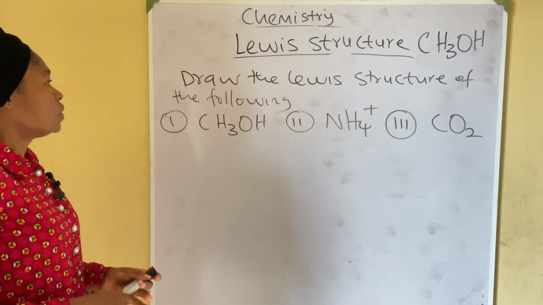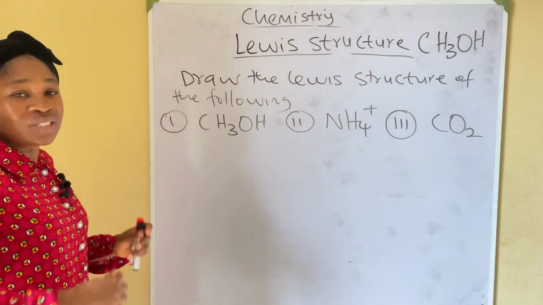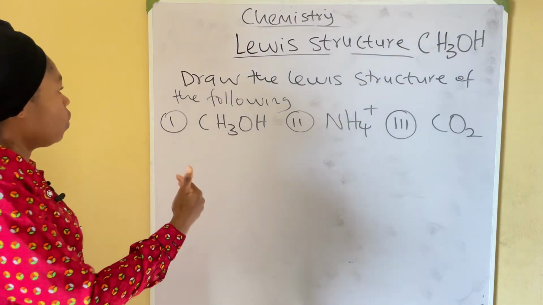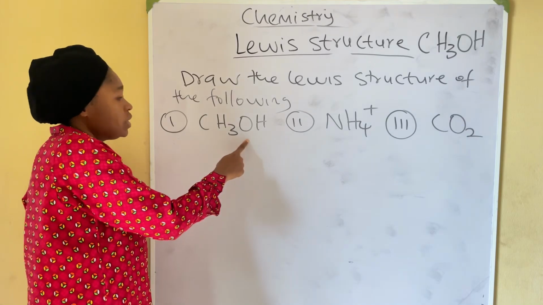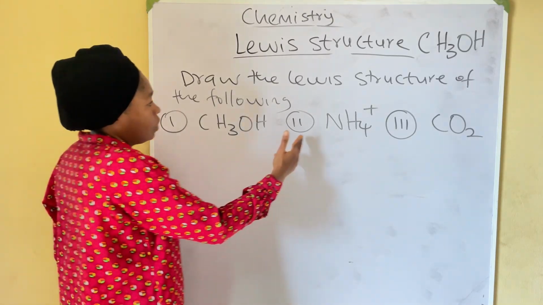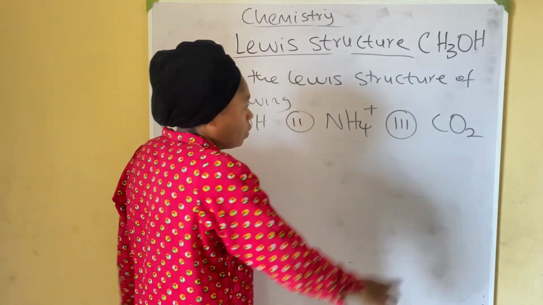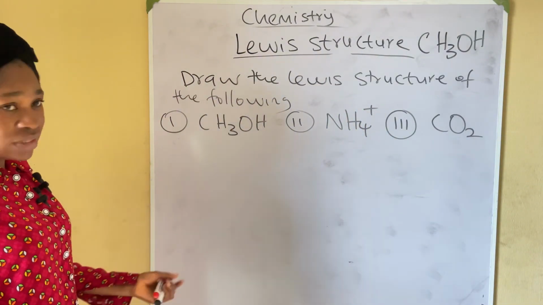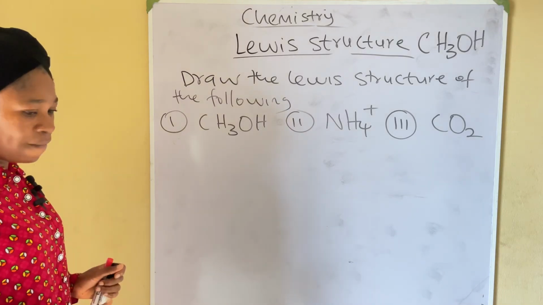Okay, let's apply those guidelines. Draw the Lewis structure of the following: methanol, CH3OH, ammonium ion, and carbon dioxide. Okay, let's start.